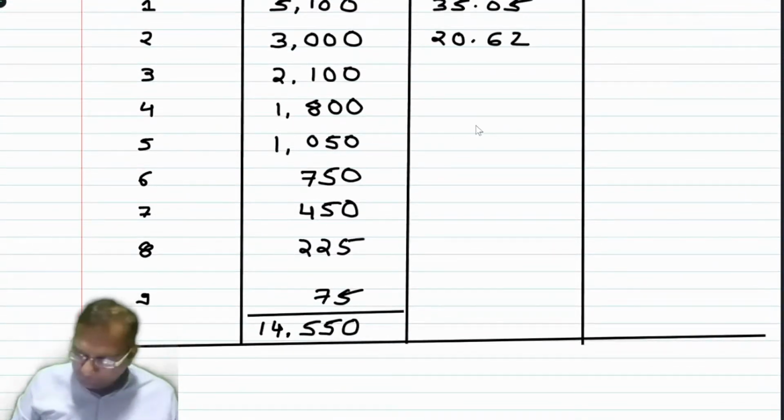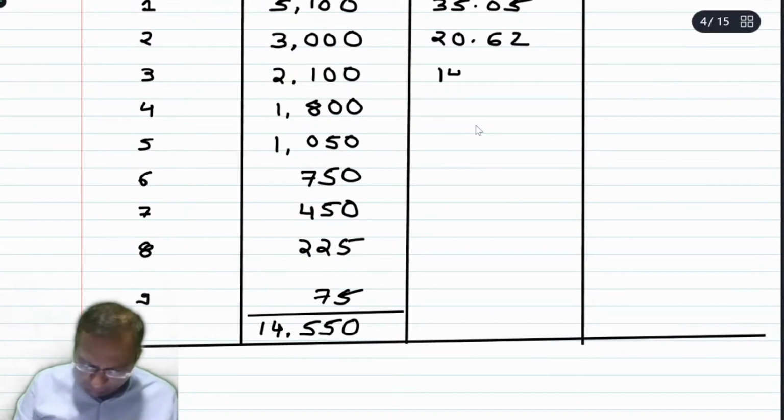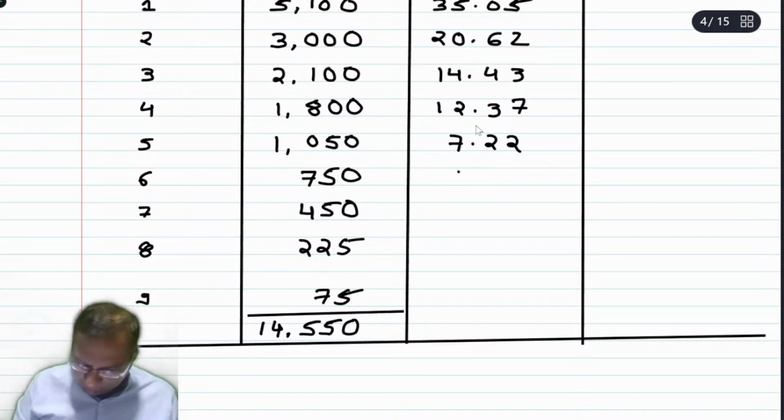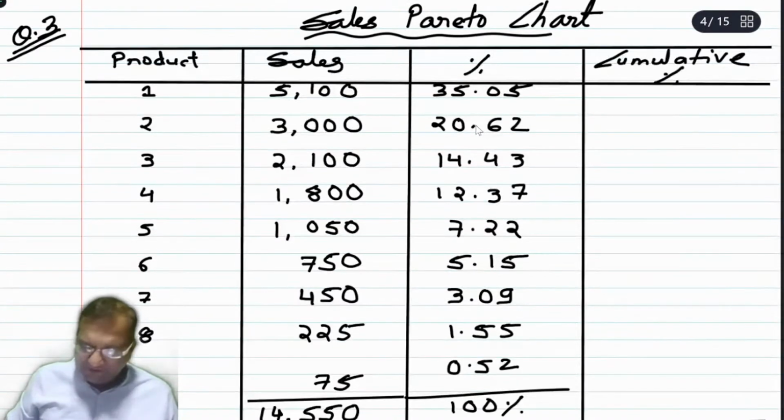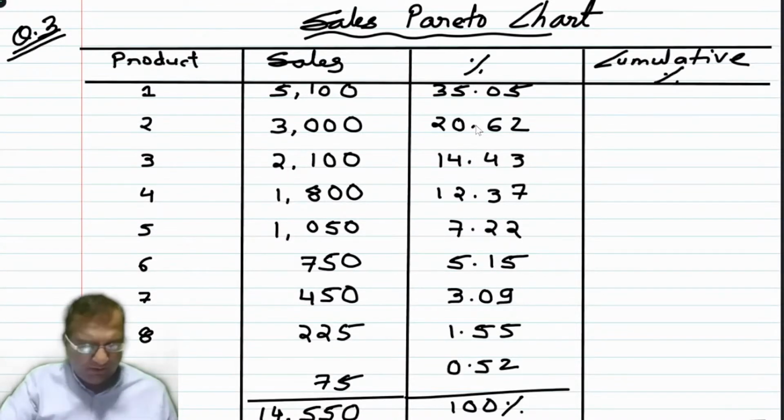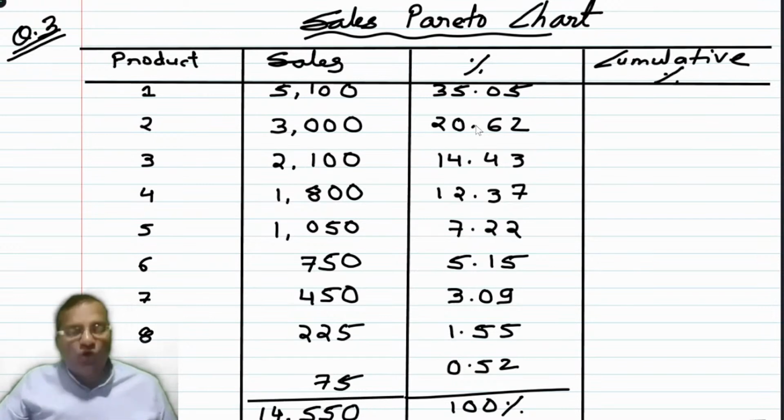Okay, beta. Now, what is the percentage? Okay, 14.43, 12.37, 7.22, 5.15, 3.09, 1.55, and 0.52. Hope each and every student have rightly calculated the percentage, individual percentage. It's very simple. Now it's time for cumulative percentage.